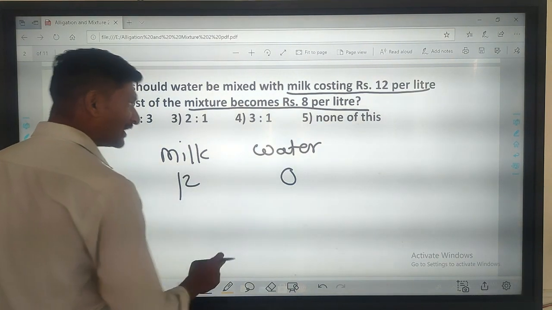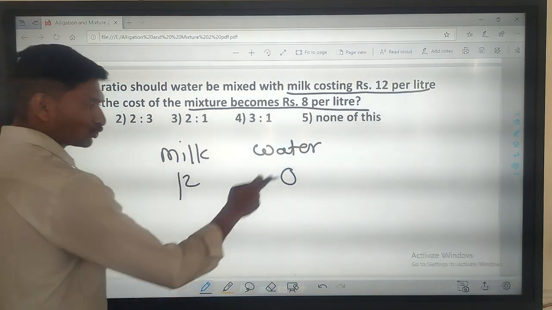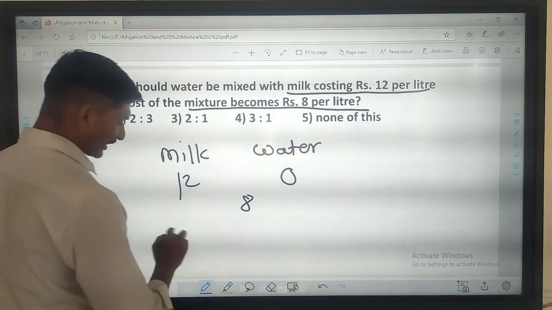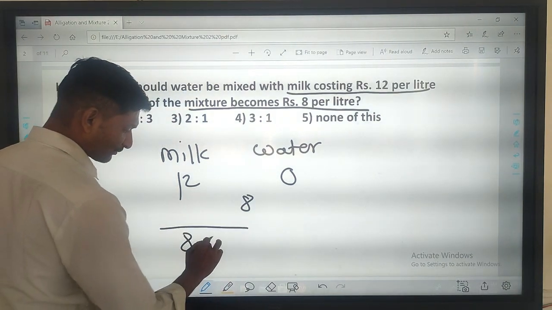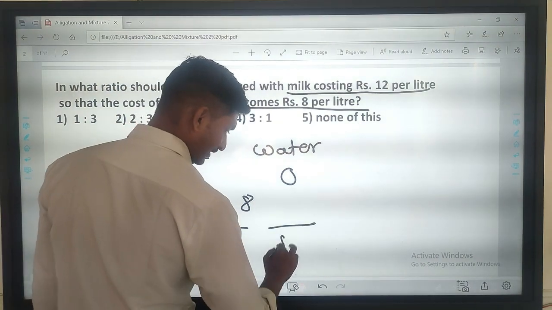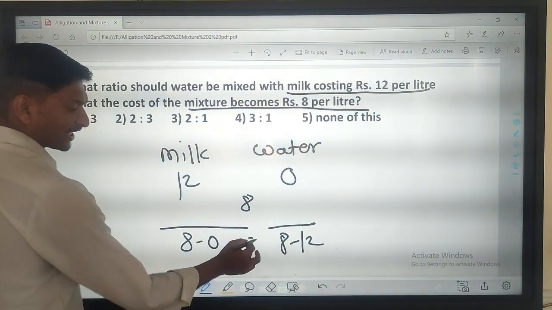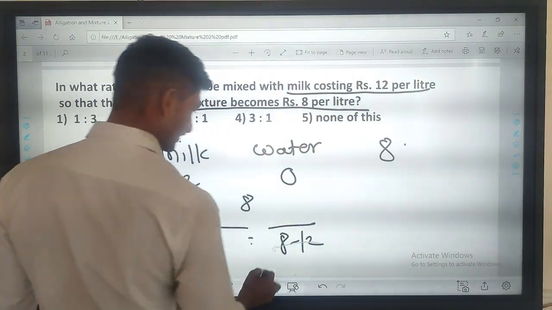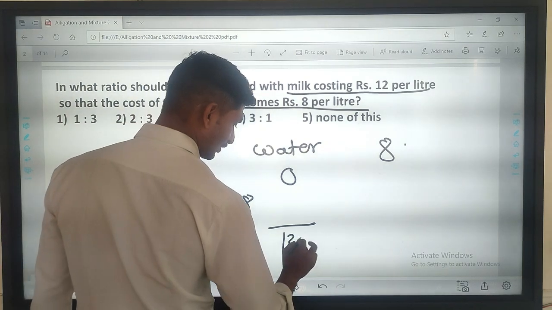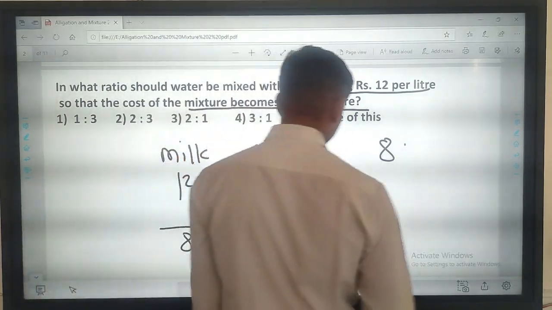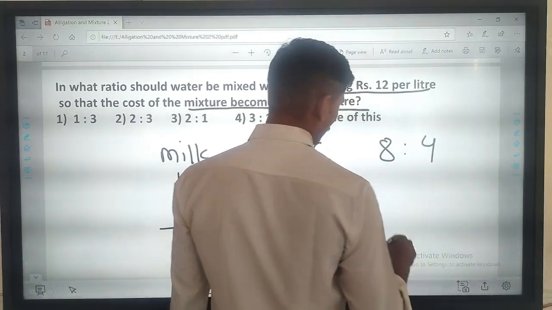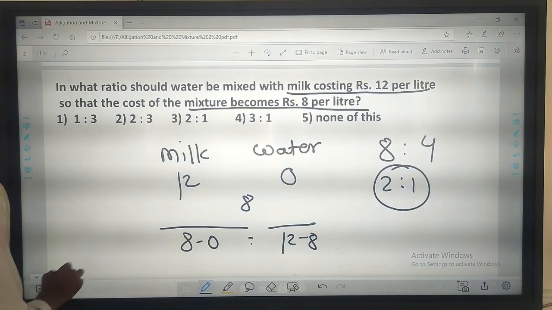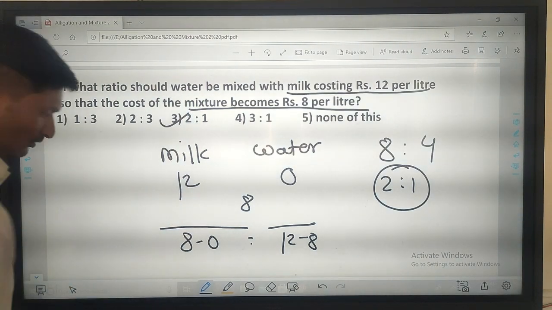Then these two are mixed and the mixture will be sold at 8 rupees per liter. Now here we write 8 minus 0, and 8 minus 12. Then their ratio is 8 to 12 minus 8, which is 8 to 4, that is 2 to 1. Now your answer is 2 to 1.